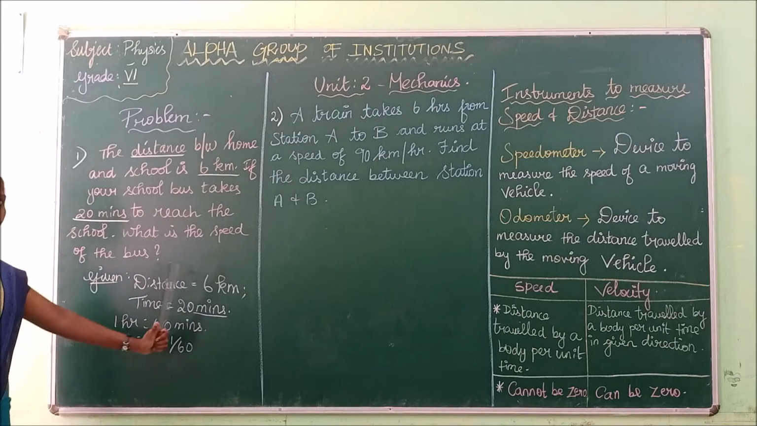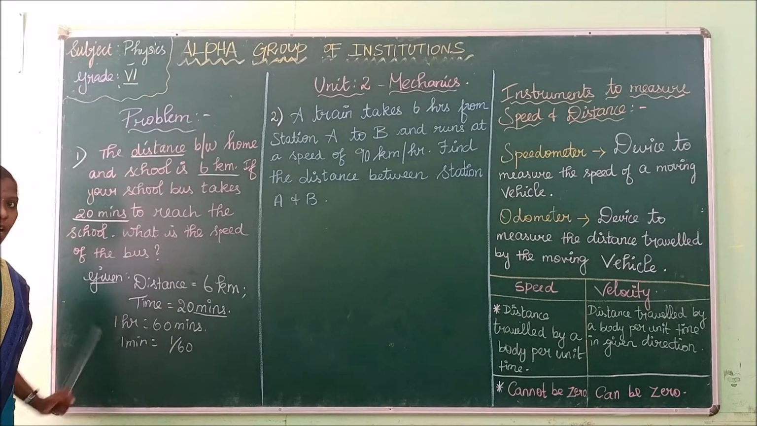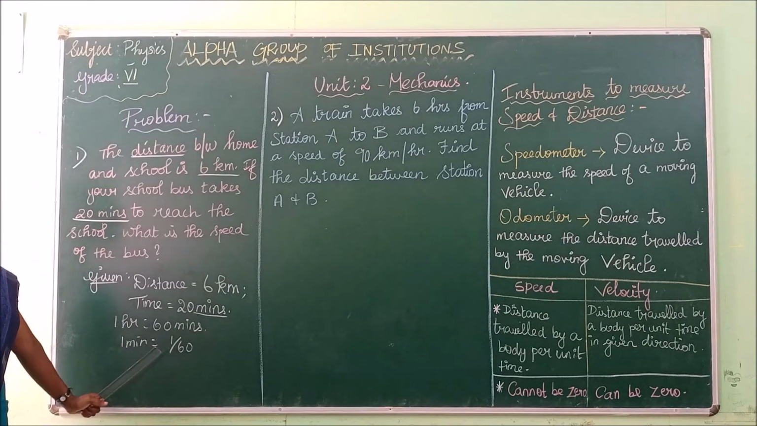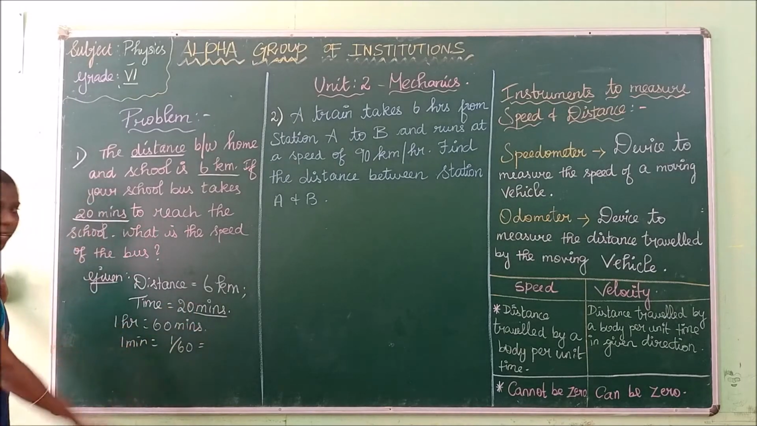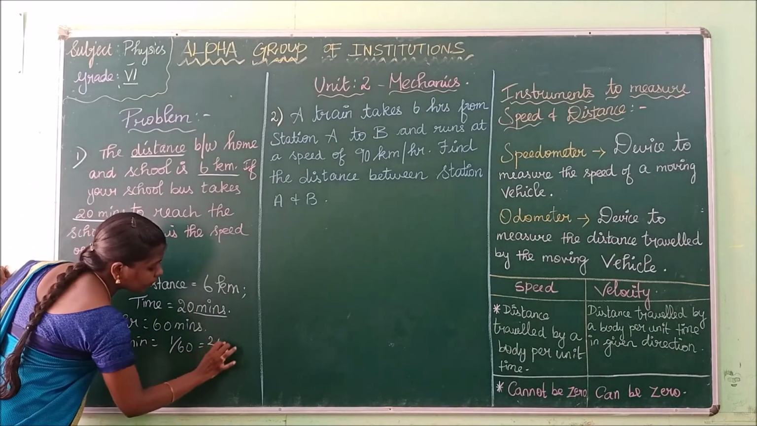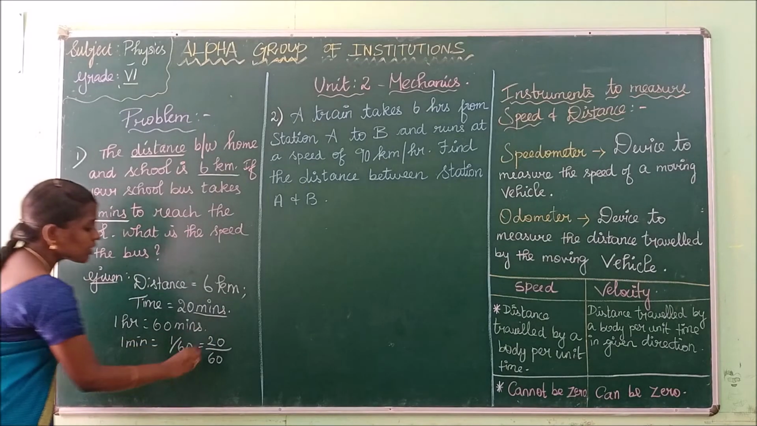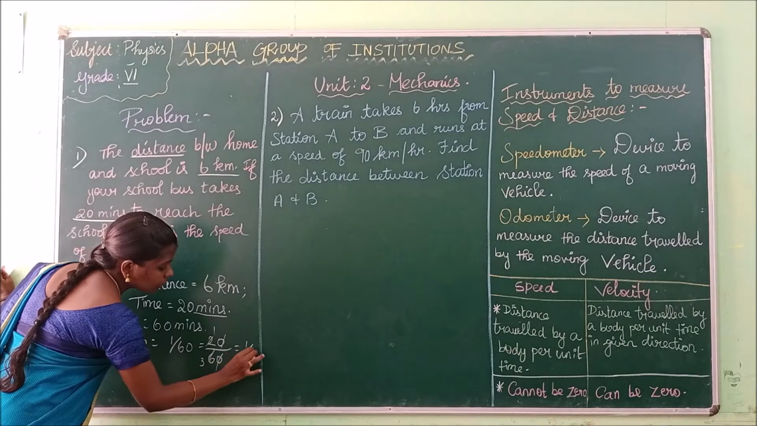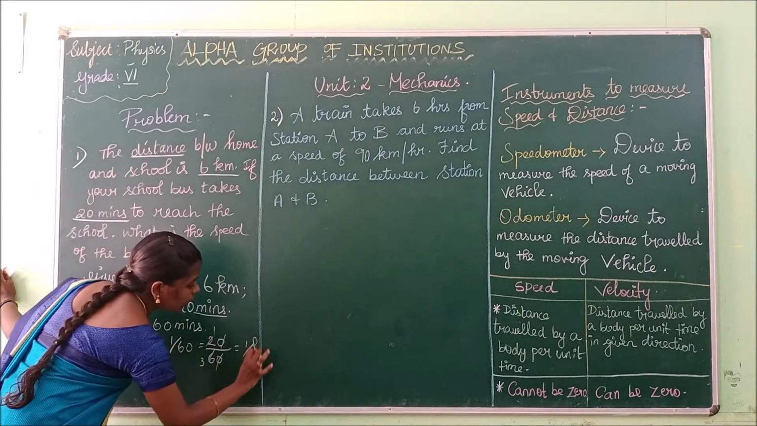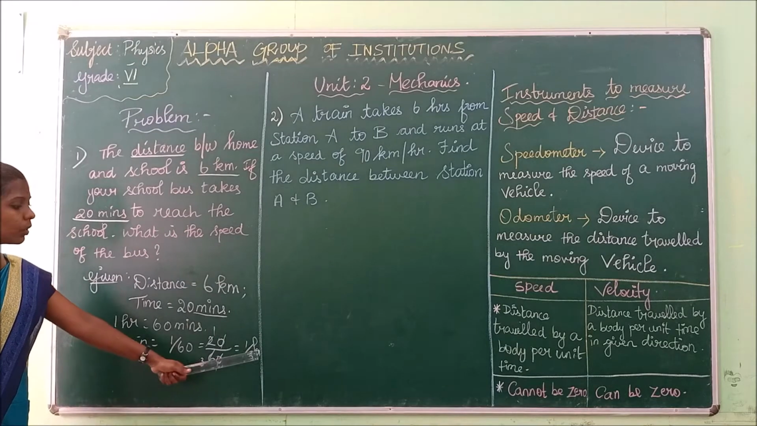1 hour equal to 60 minutes. You have to convert this minutes to hour. So 1 minute equal to 1 by 60. Now here they have given you 20 minutes. So 20 by 60. You have to divide this 20 by 60. What will be the value? 1 by 3. 1 by 3 hour. Okay. You have converted this 20 minutes to hour.